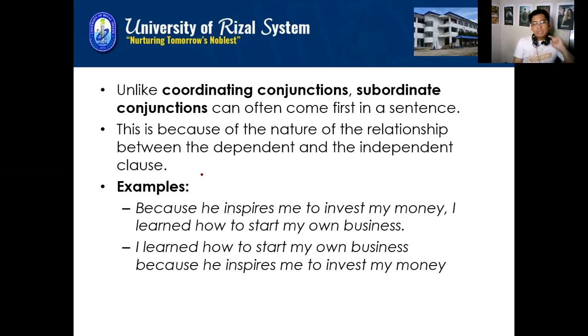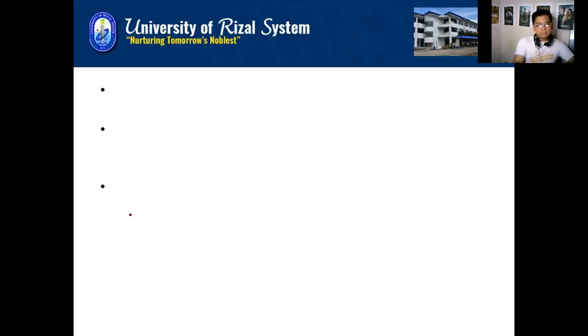However, if you will be using the structure of the second sentence, there's no need for you to put a comma before the subordinator. So take a look at these two examples for you to be familiar with when to use the comma in the sentence if you will be joining a dependent and independent clause.